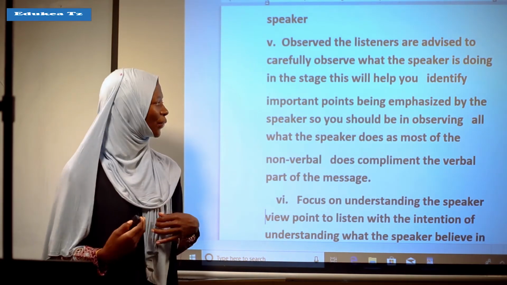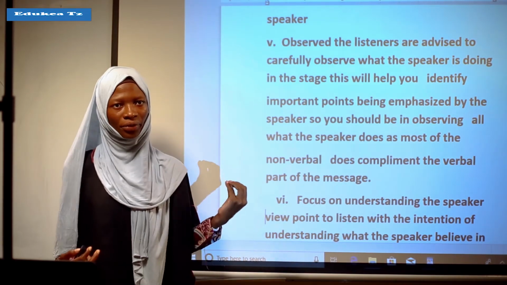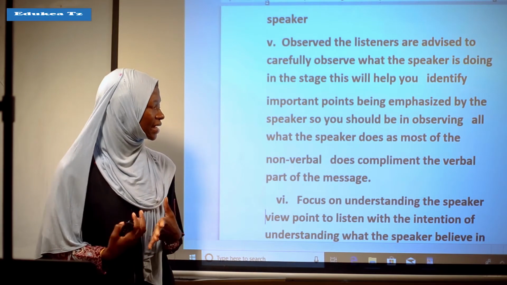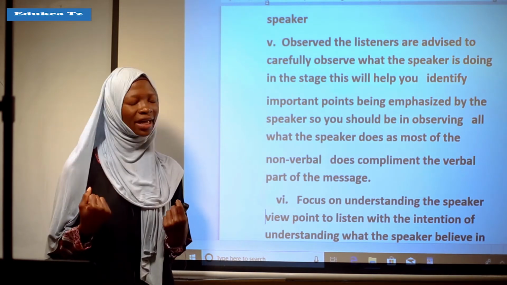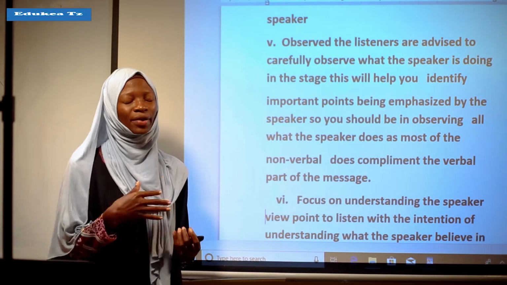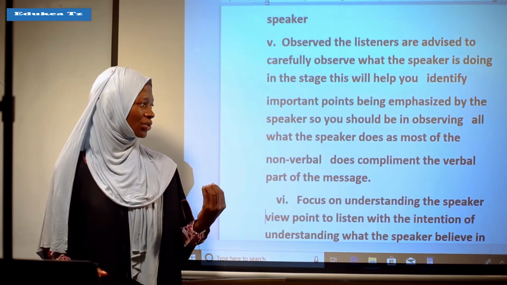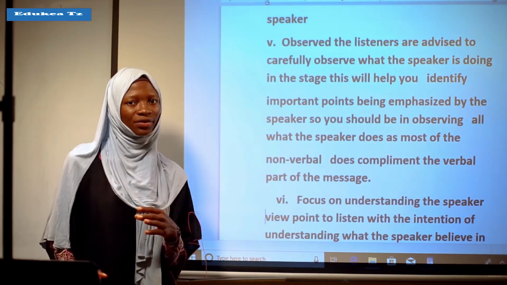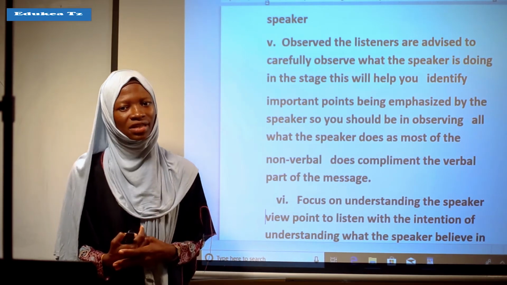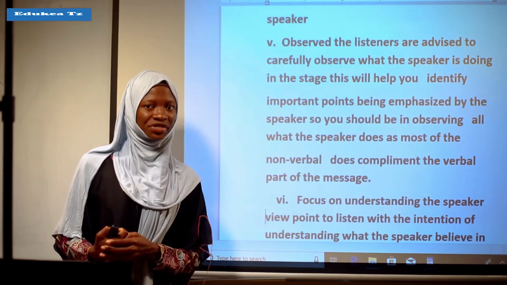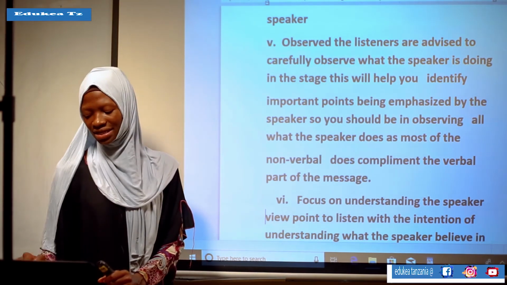For example, when the speaker says, "Stop making noise in the speaking room," and then uses his hands or his head to insist or emphasize, you have to observe. So as the listener, you can know that this word has been emphasized. If it is emphasized, it might be an important thing or important message.